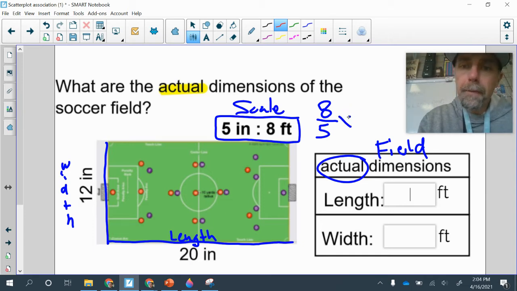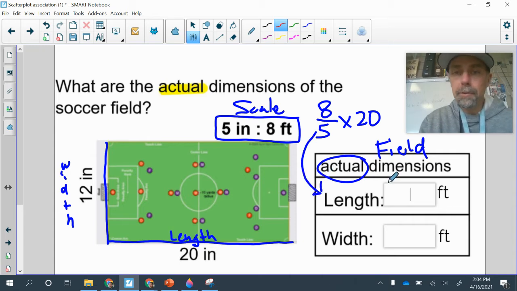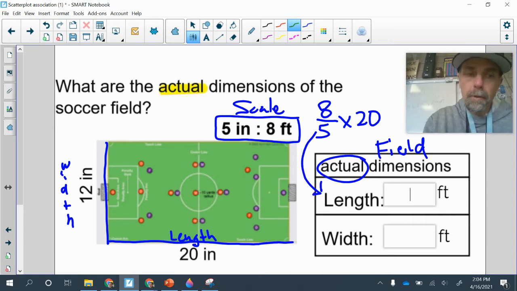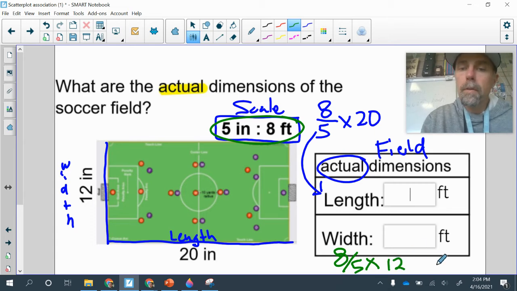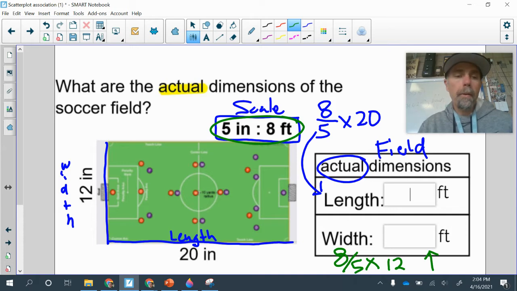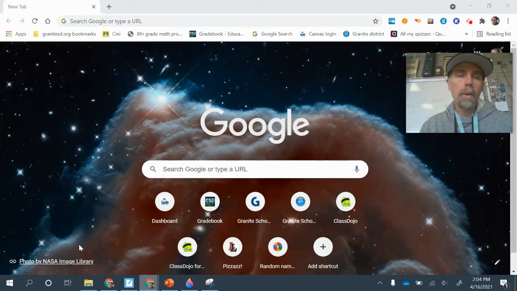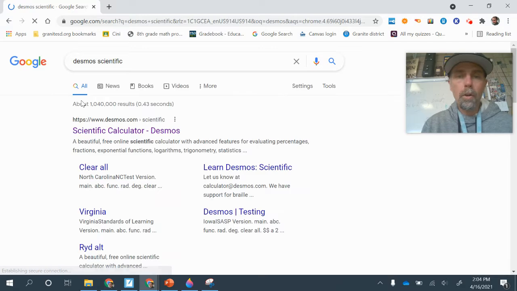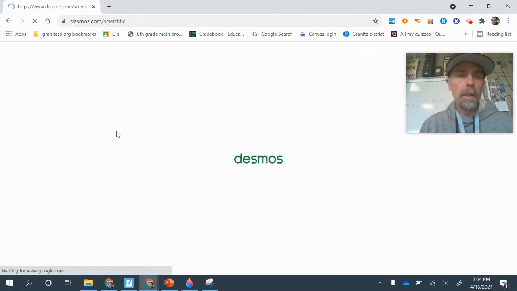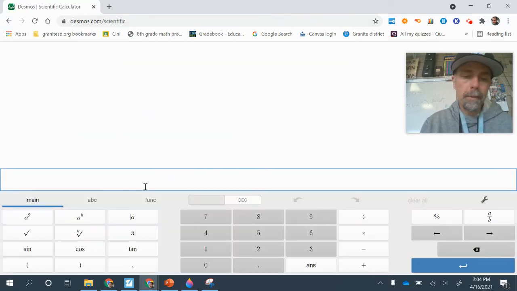So if I do 8/5 times 20, I'll get the length of the actual. If I do 8/5 times 12, I'll get the width, okay? Let's do that right now. On my computer, I always use Desmos Scientific. So if you're at home trying to do this, it's pretty easy if you have Desmos or any calculator really.